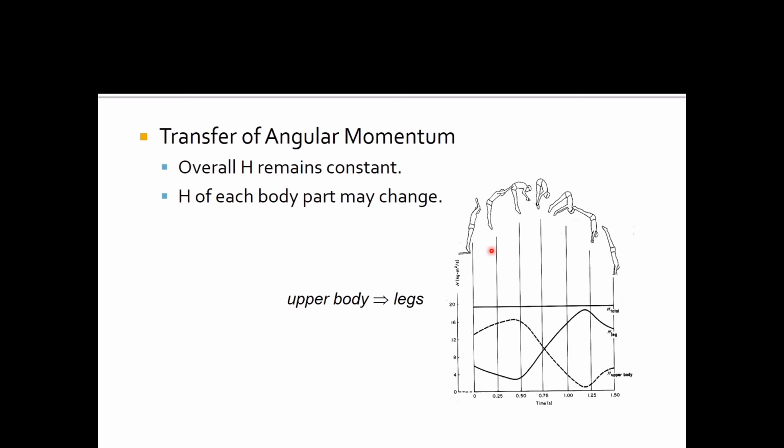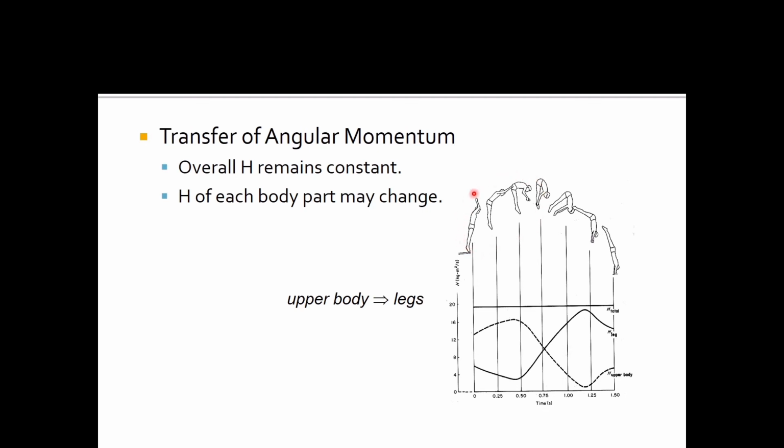And we have one figure here to better understand transfer of angular momentum. Okay, he's also doing a dive here. So here layout to pike, and then pike position to the layout. And then here H total means the total amount of angular momentum, and the solid line means lower body angular momentum, and the dotted line means upper body angular momentum. And then they are transferring angular momentum to each other.